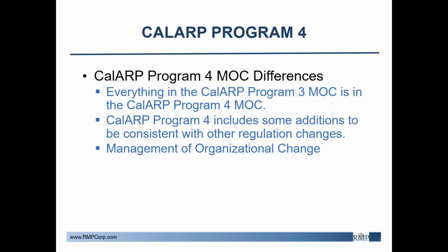All requirements listed in Program 3 are captured in Program 4, and most of the additions to the MOC regulations are for consistency with changes to the regulations. For example, Program 4 facilities are required to perform damage mechanism reviews every 5 years, so the MOC now requires the facility to do a damage mechanism review with an MOC on the parts of the process that can be affected. This might catch corrosion problems associated with increasing the temperature of a process fluid.